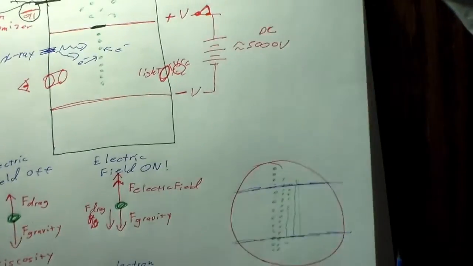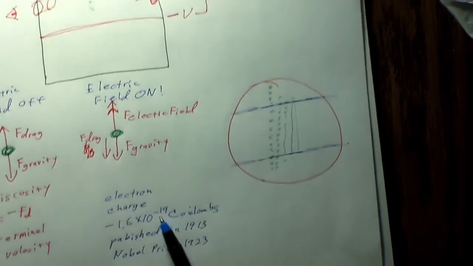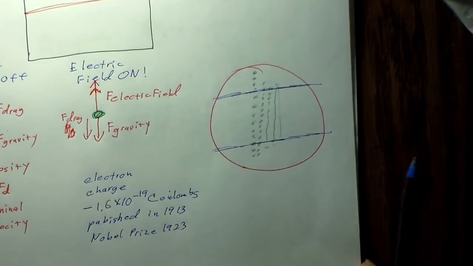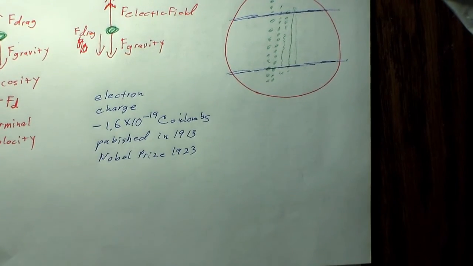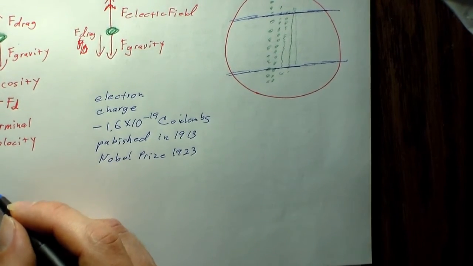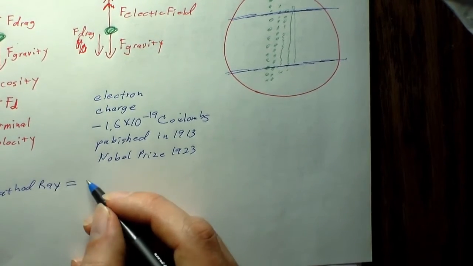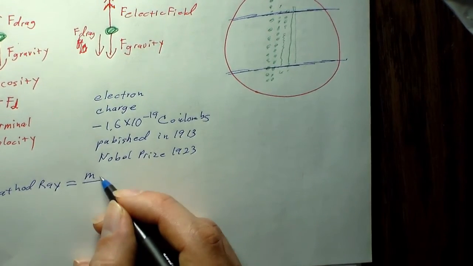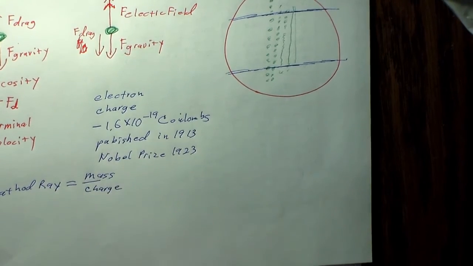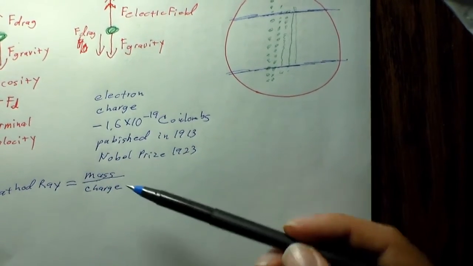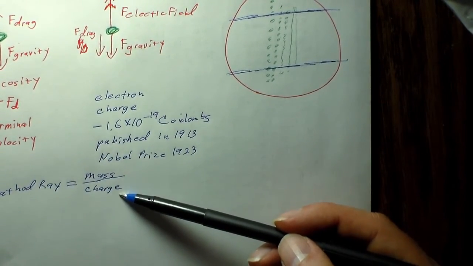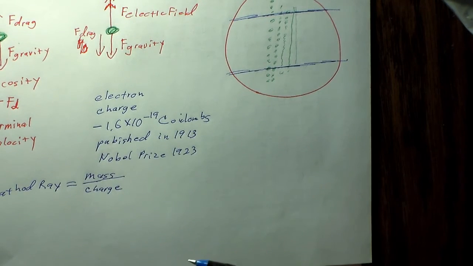Now, from this experiment, remember what we figured out here was the electron charge. From this electron charge, we could also figure out the mass of the electron, because remember from the cathode ray experiments, what they figured out was the mass to charge ratio of the electron. They knew the mass to charge ratio, but they didn't know the mass or the charge.